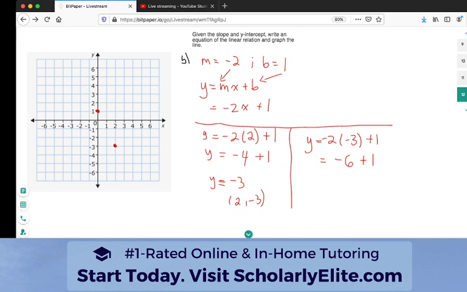Oh, this is a negative, sorry. So this is +6 plus 1, which is 7. So I'm going to look at -3 on the x-axis and go up to 7, which is over here. And now I can literally just take this and put in a line.